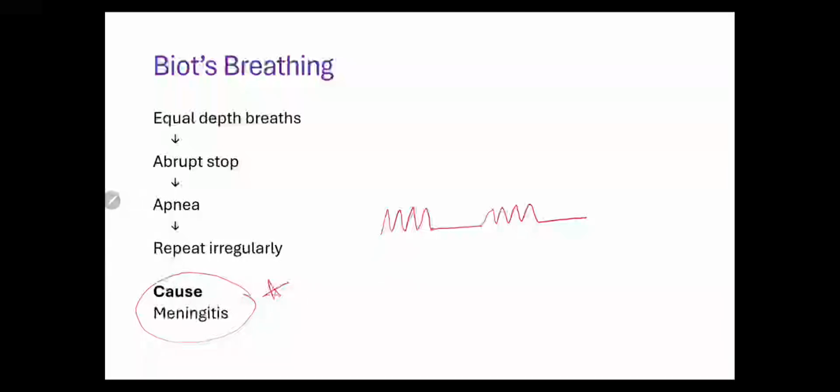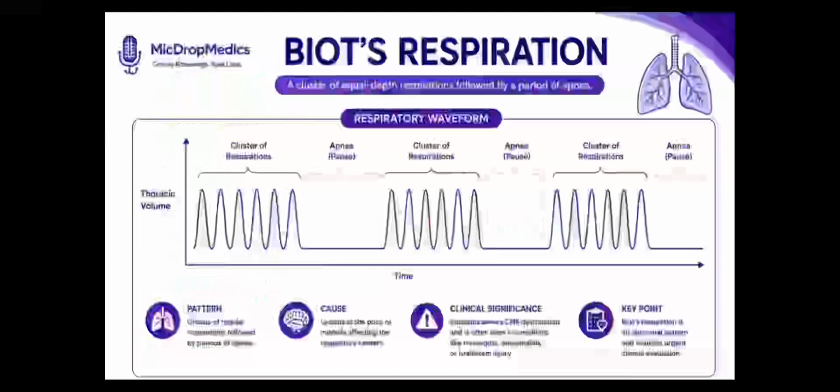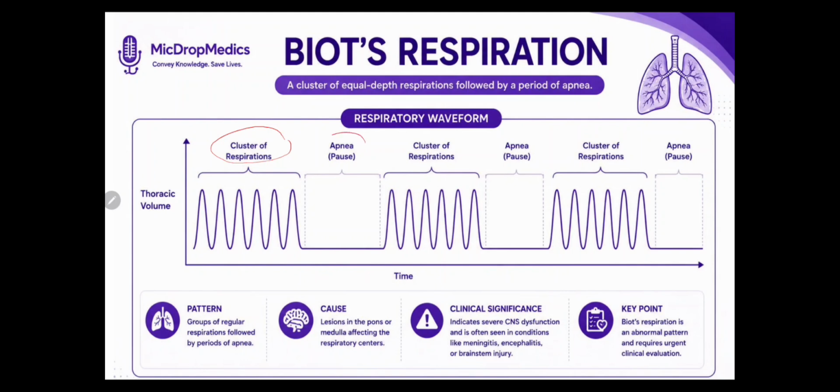It is an unstable, ominous pattern that demands immediate neurological and airway evaluation. In Biot's breathing, you need to understand a very important point. It contains groups of breath of equal depth interrupted suddenly by apnea. The rhythm is regular and unpredictable.